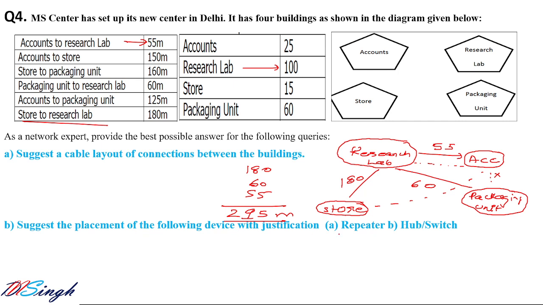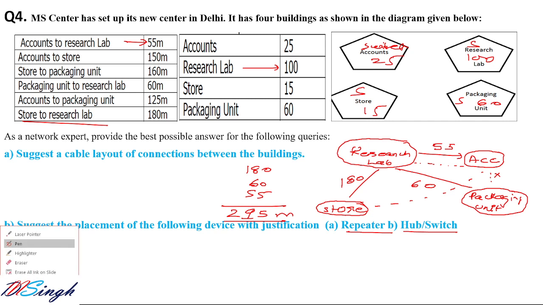Suggest the placement of the following device: repeater or switch or hub. So switch or hub is required for each block, because each block has more than one computer. Like accounts have 25, research lab has like 100 computers, store will have 15, packaging unit will have 60. So switch is required for all. So here switch is required, here switch is required, here switch is required, but repeater is required for only this link, research lab to store, because the distance is more than 70 or 100 meters.